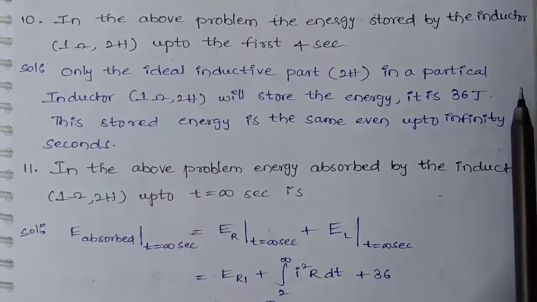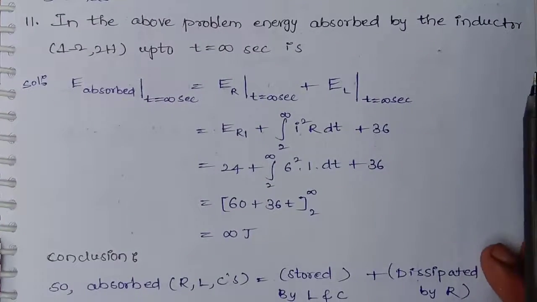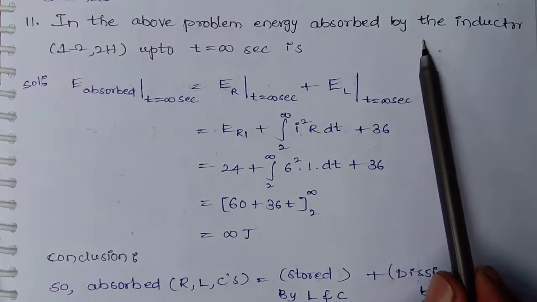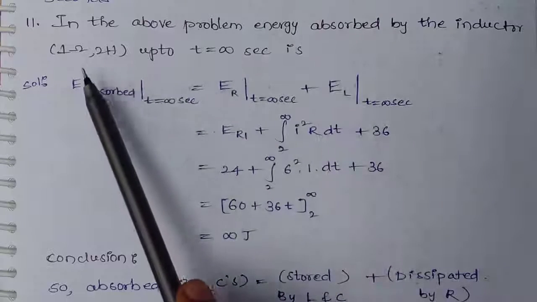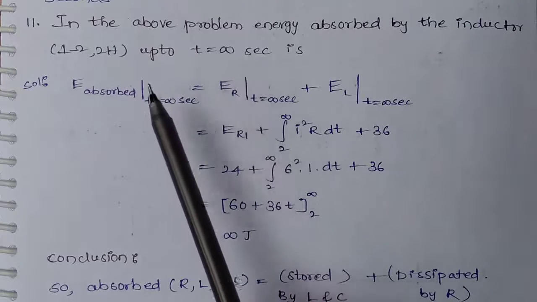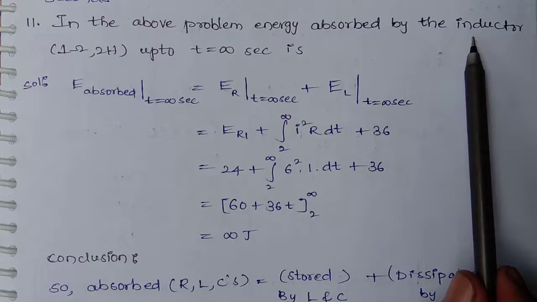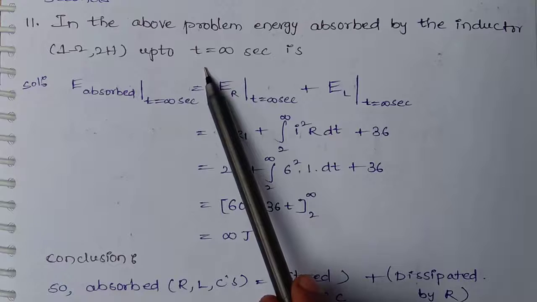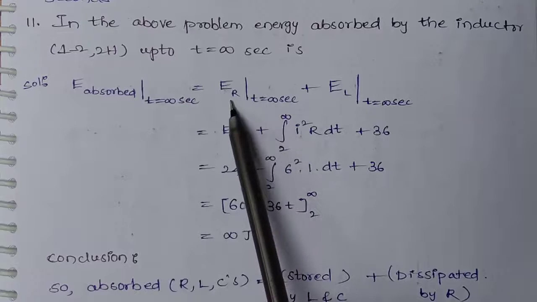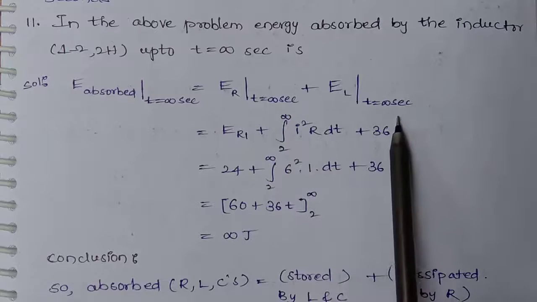Now look at the second question. Now here you can see the question: in the above problem, the energy absorbed by the practical inductor of 1 ohm and 2 henry, up to t equal to infinity seconds. Now we need to find the energy absorbed by the practical inductor up to t equal to infinity seconds, right? So the energy absorbed will become the energy absorbed by the resistor as well as the energy absorbed by the inductor up to t equal to infinity.